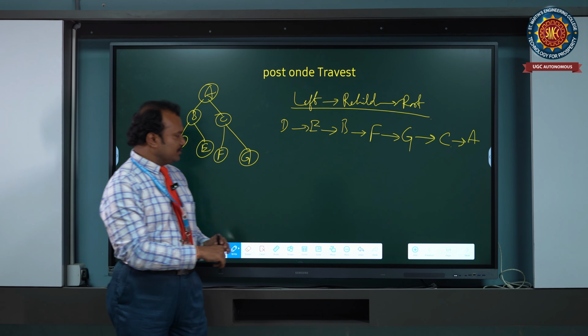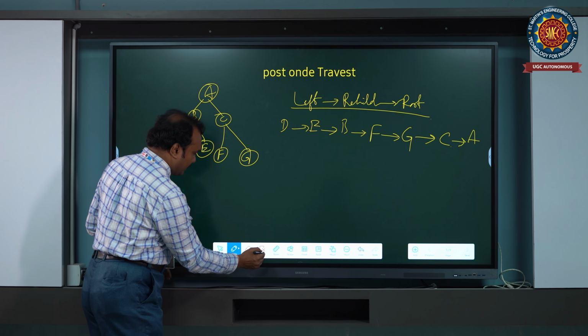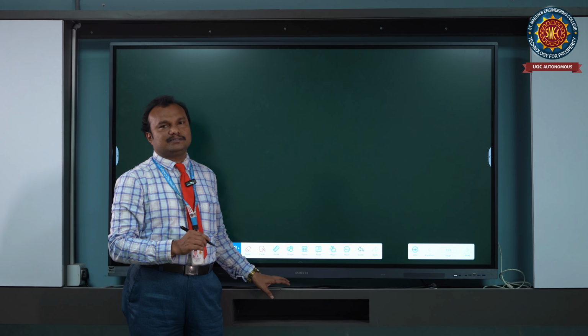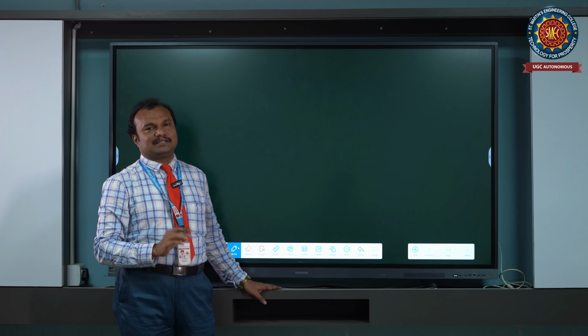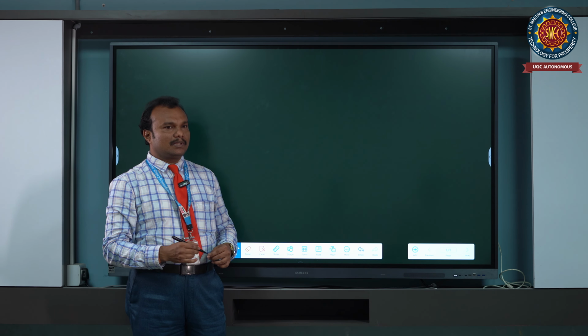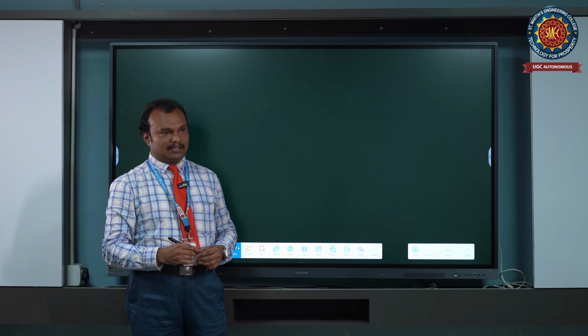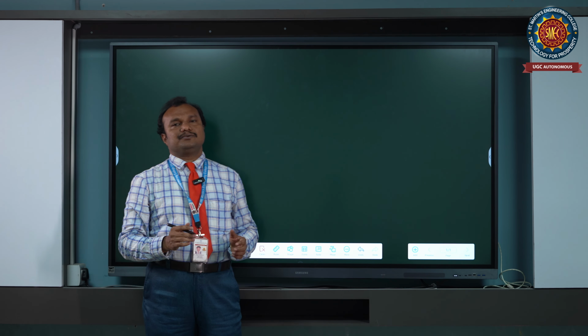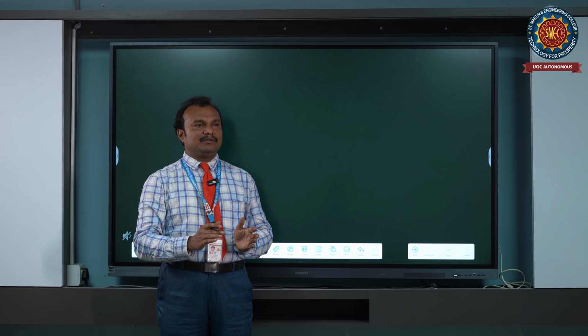So next coming to the second category of the tree traversal technique, that is breadth first search traversal. So the breadth first search traversal is also called level by level traversal. So breadth first search traversal prints all the nodes of the tree level by level.